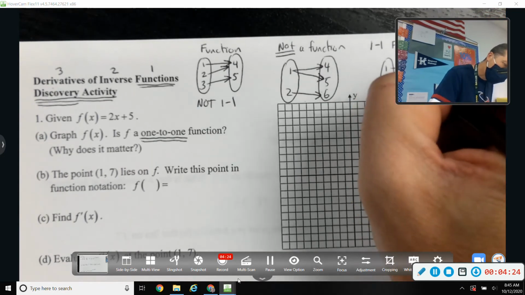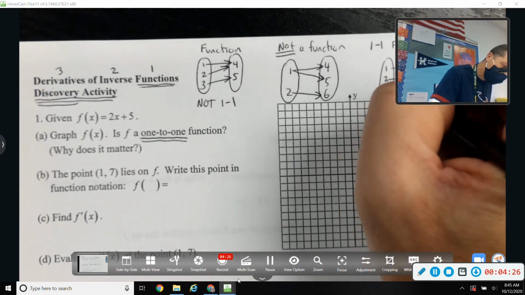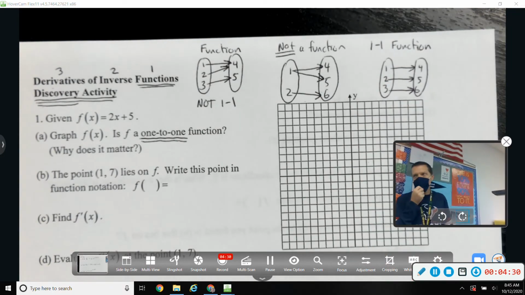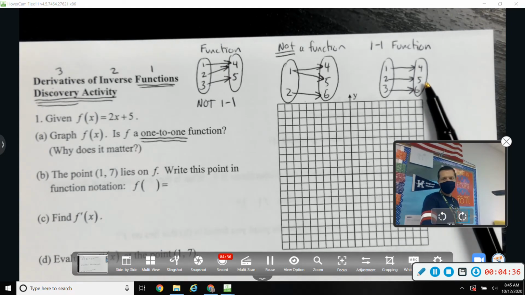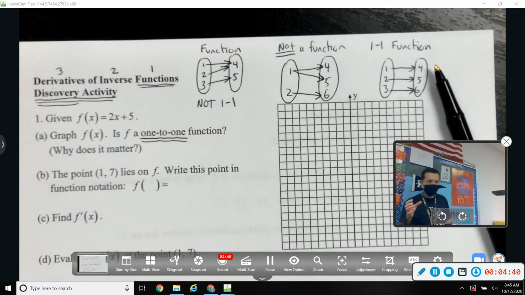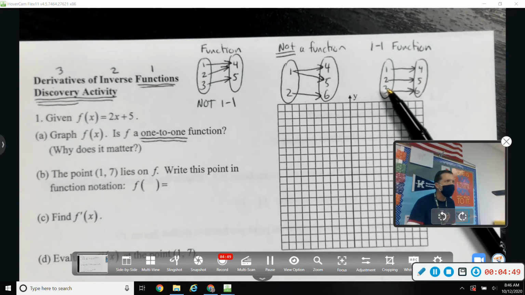So each button maps to exactly one output, and each output came from exactly one input. So if I'm standing next to this vending machine and I'm holding a number 4 drink, you know that I pushed the number 1 button. That's the only way it would have worked. It's a one-to-one function. If I'm standing there holding a number 5 drink, you know I pushed the number 2 button because that's the only button that outputted to number 5.